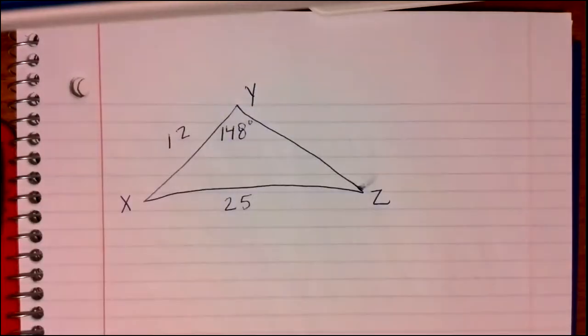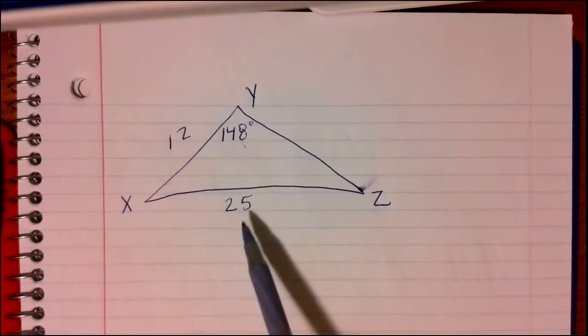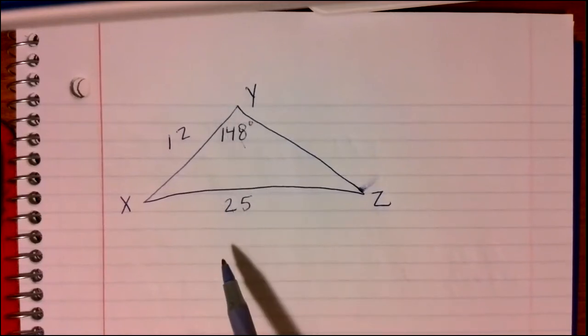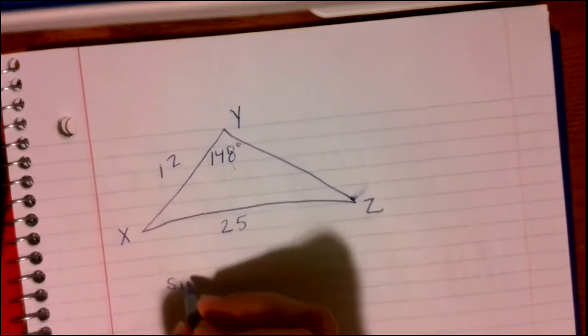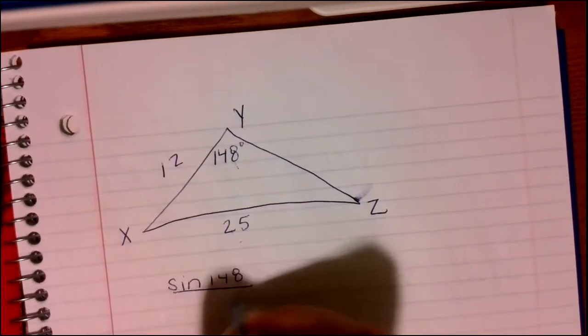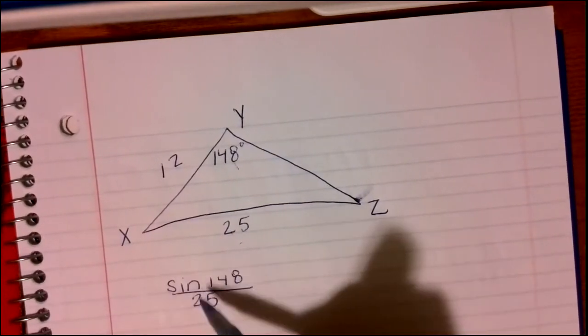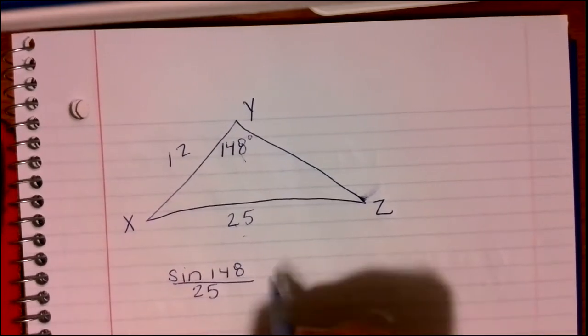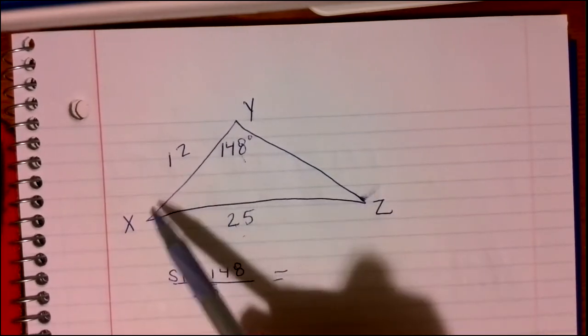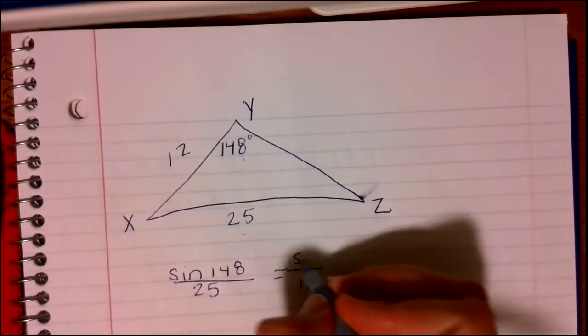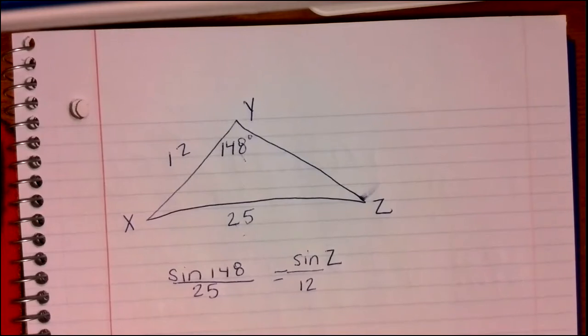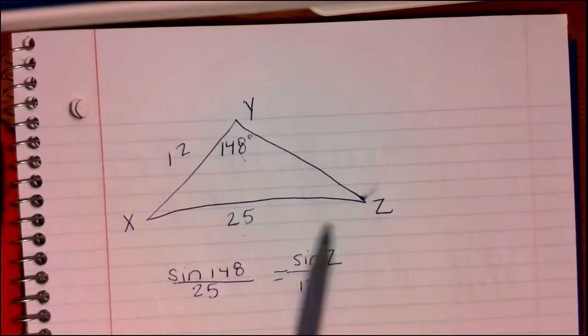All right, so to know which law we're going to use first, remember, if we know an angle and the side across from it, then we can use law of sines. In this triangle, we do know an angle and the side across from it. We know sine of 148 over side 25, and that's one complete ratio. The only other thing we know in this triangle is side Z, so the only thing I can solve for right now is angle Z.